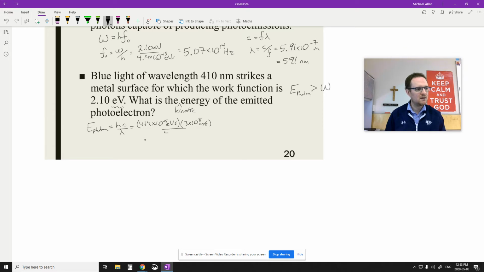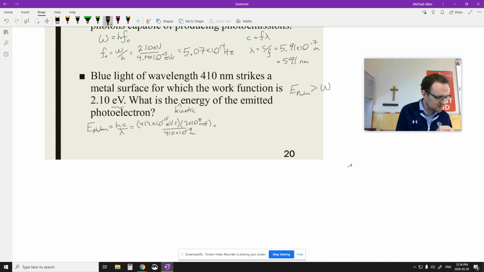And divided by my wavelength. Okay, so 4.14. Hopefully this is going to be enough, otherwise you can't do the question. It should be a 15, not a 5. There we go. Times 3 times 10 to the power of 8 divided by 410 times 10 to the negative 9.